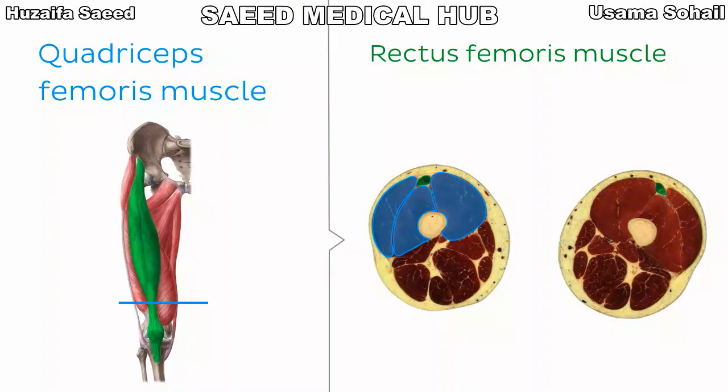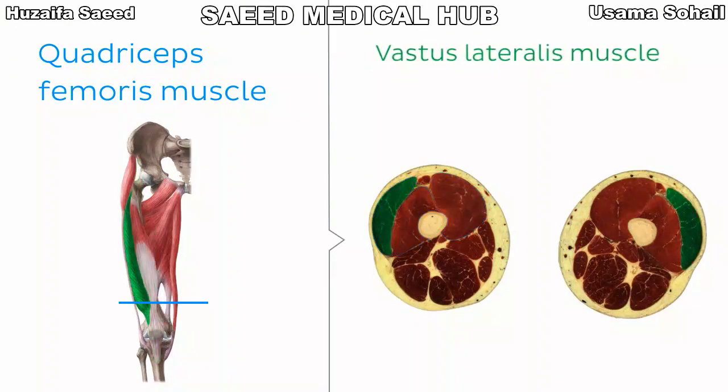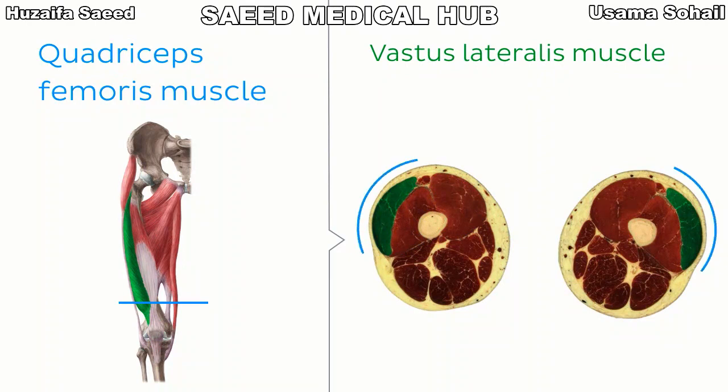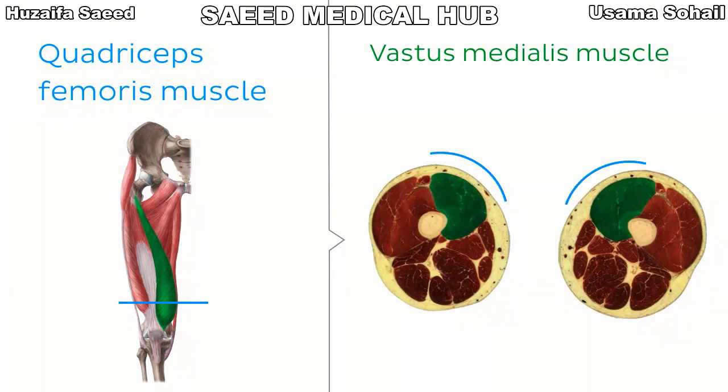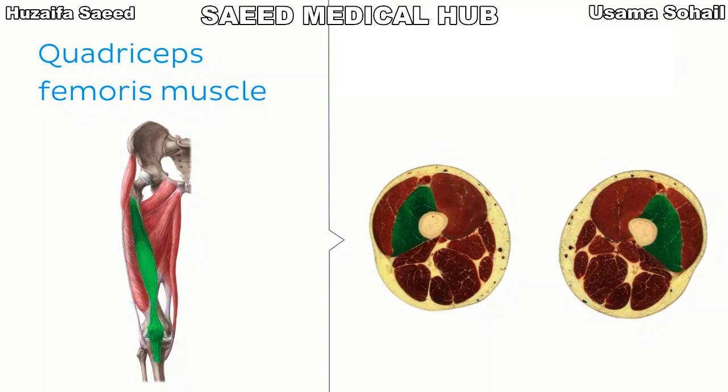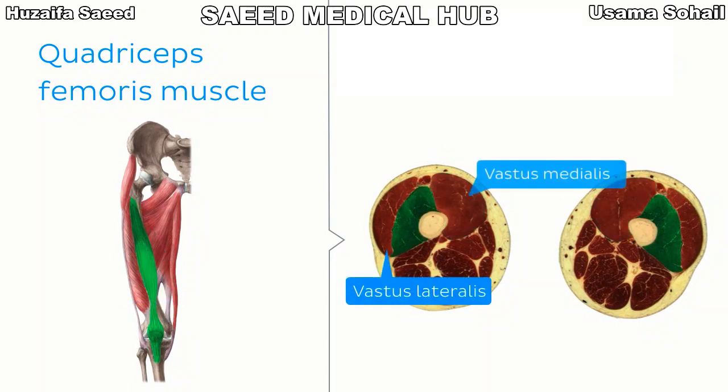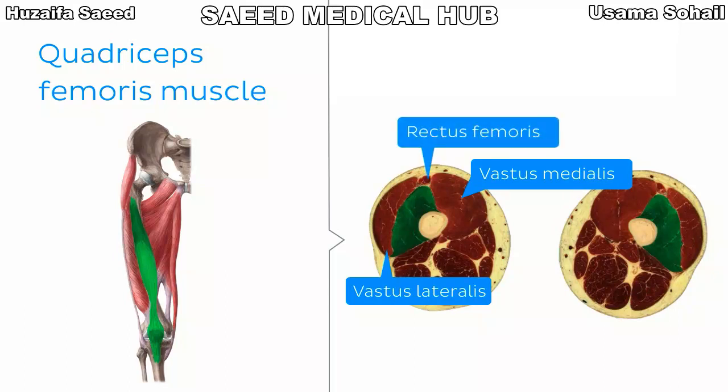The muscle lateral to the rectus femoris is the vastus lateralis muscle. As you can see, it covers almost all of the anterolateral aspect of the front of the thigh. On the other side of the rectus femoris, we will find the vastus medialis, which defines the anteromedial aspect of the thigh.